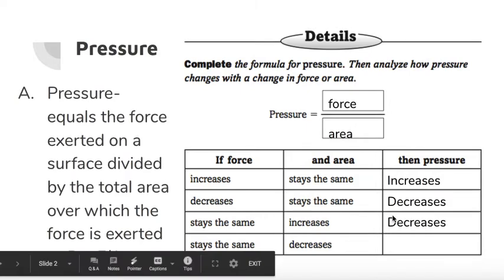That's the example that uses the snowshoe. If the weight that you have is the same and the area increases, you've got a snowshoe now, you're not going to break through, your pressure decreases. If the force stays the same and the area decreases, you go up on your tippy toes, that pressure is going to increase and becomes really uncomfortable.